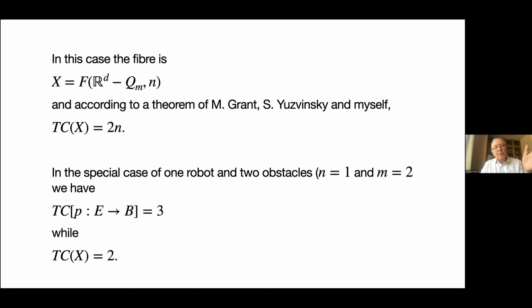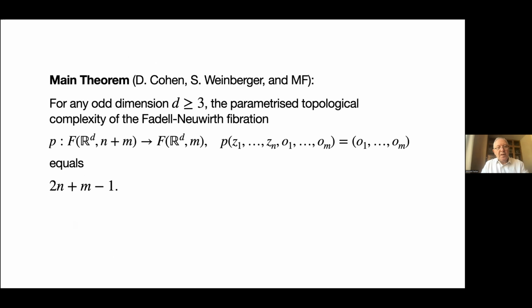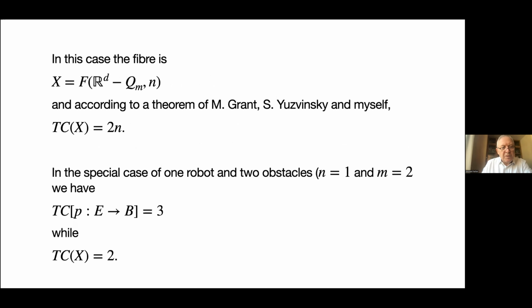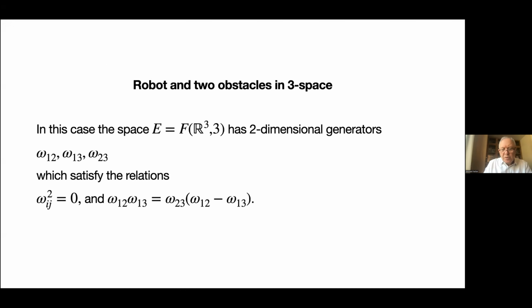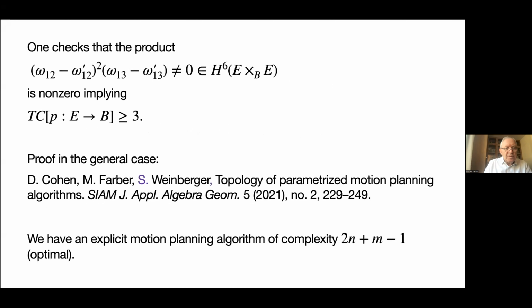If we compare this with the previous theorem, we see that the number of obstacles plays a role, and in this case the parameterized topological complexity is higher than the usual non-parameterized one. In the special case when we have one robot and two obstacles, this parameterized TC equals 3, and the usual TC of the fiber is 2. So this is actually the first example showing that the parameterized complexity can be higher. It uses a cohomological lower bound. Maybe I'll skip this.